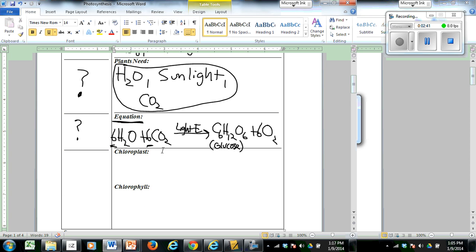So in your notes here, I'm going to scroll back. The last two parts of this. Some basic information that you need to know about photosynthesis. Right, two structures, chloroplast and chlorophyll. Chloroplast is the organelle where photosynthesis takes place.